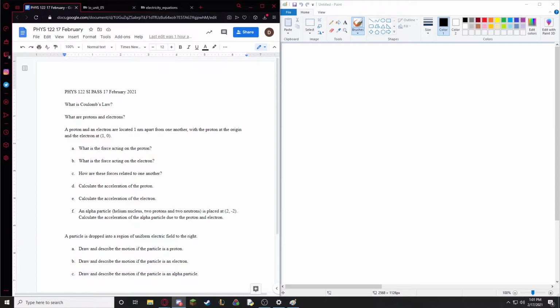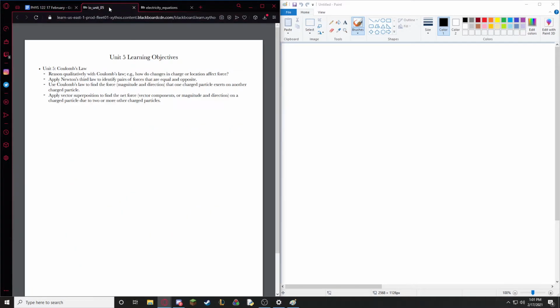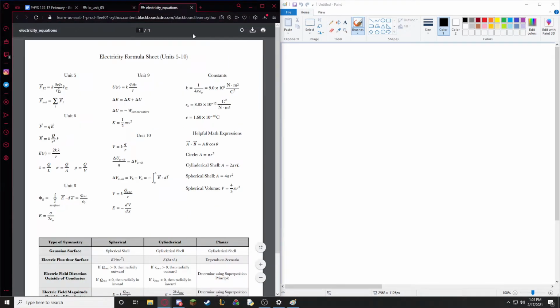So, first thing, what exactly is Coulomb's law? Can anyone explain to me what Coulomb's law is? Coulomb's law from your formula sheet, and then also what exactly each part of it means.